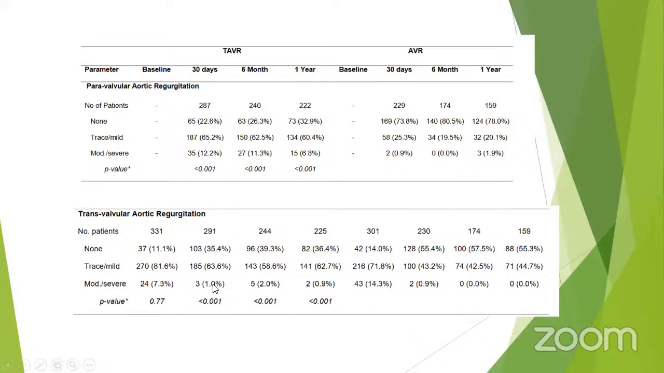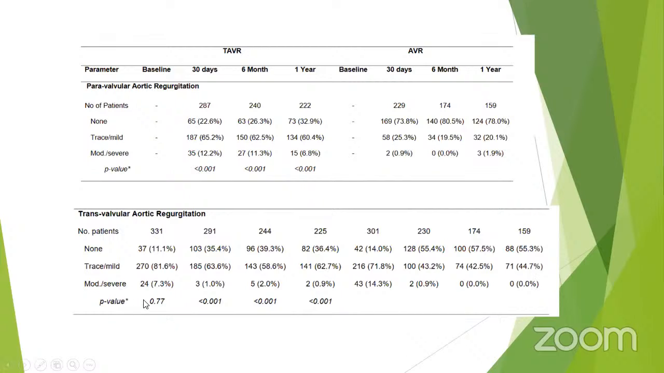Transvalvular aortic regurgitation was found in the TAVR group in 63.6% at 30 days, and in 62.7% at 1 year. In the surgery group, 43% had mild to trace transvalvular aortic regurgitation, and at 1 year this was 44.7%.